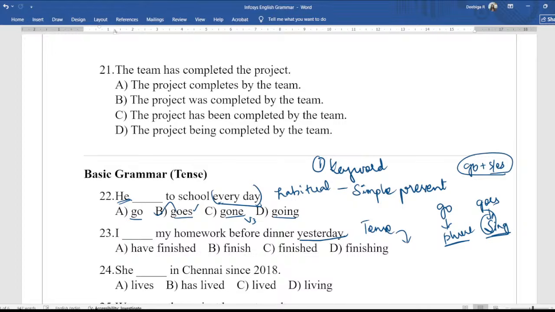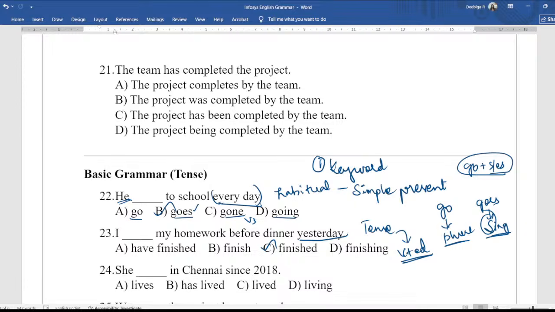know that this certain thing happened at this time, right? Whether it be past, present, or future. We just want the person to know that. So that would be your keyword. Yesterday is in the past. Remember, yesterday is in the past. For past, you use verb plus ed. Verb plus ed. So the answer is finished. I finished my homework before dinner yesterday.